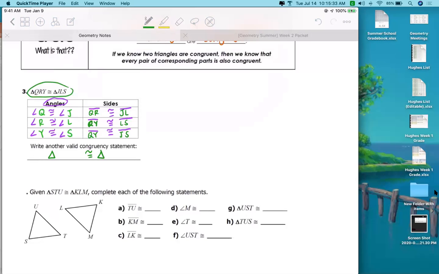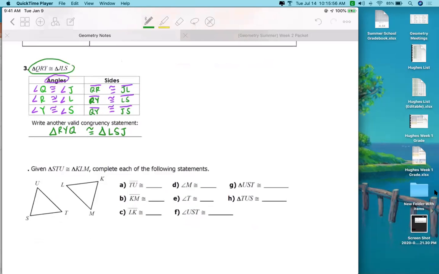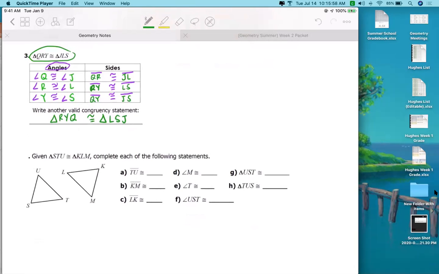So for my congruency statement, just randomize your letters on the first part and then just align it on the second part. So if you randomize it, we can put RYQ, and then I just need to align my letters, so it'll be LSJ. Okay. So you can do your homework in a bit.